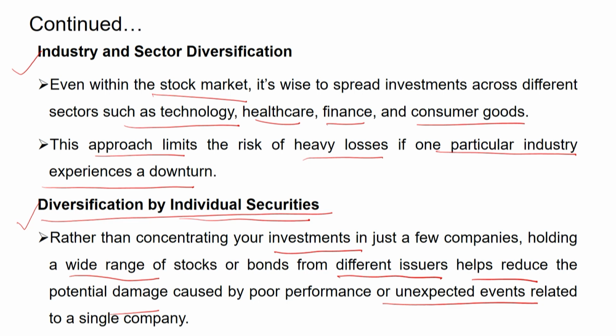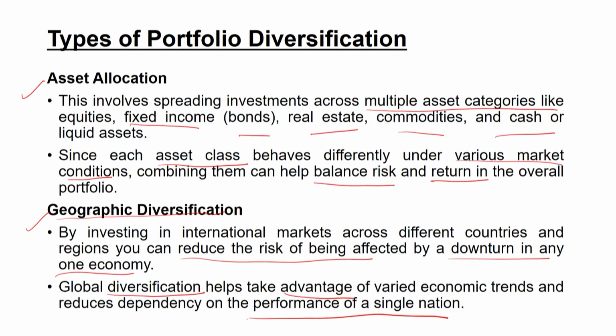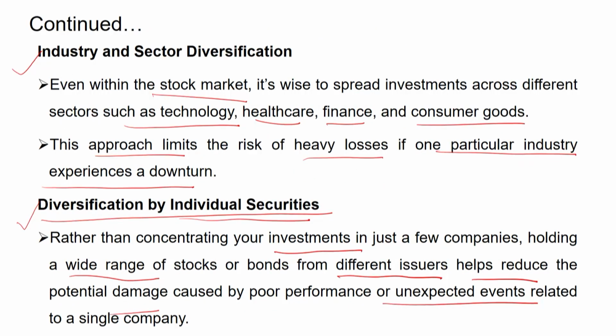So, the various types of portfolio diversification strategies involve asset allocation, geographical diversification, industry and sector wise diversification and diversification by individual securities. So, these are the 4 strategies that we can apply for managing the risk.